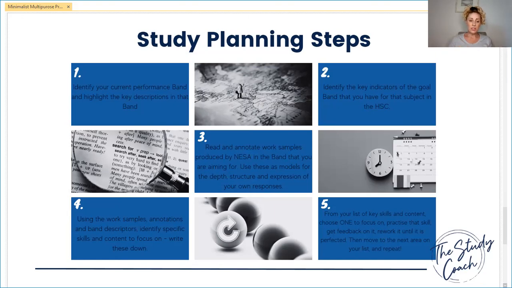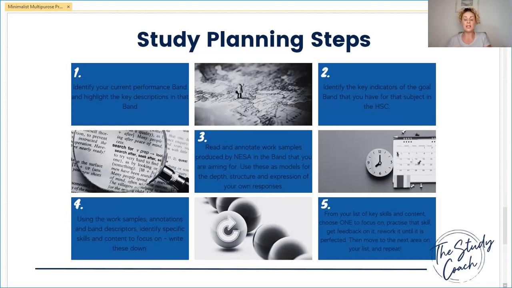The next thing you want to do in step 4 is, using the work samples, annotations, and band descriptors, identify specific skills and content to focus on. Write these down. Know exactly what it is. I need to focus on developing the depth of my exploration of a particular case study, or I need to understand the range of strategies for improving health markers. Maybe I only know 1 or 2 and I'm not talking about the range, and that's a content point that I might need to expand upon. Write these down. That's really important to write them down very clearly.